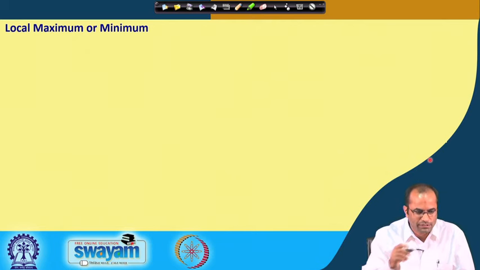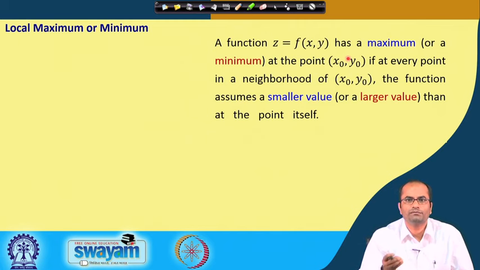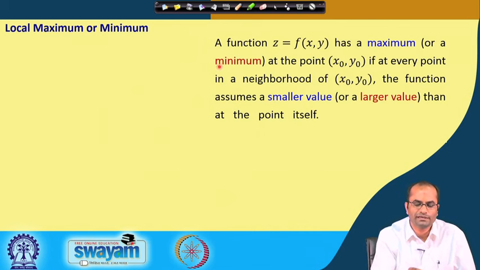So what is local maximum and minimum we will define here. A function z equals f(x, y) has a maximum at the point (x0, y0), if at every point in a neighborhood of this point the function assumes smaller values than the point itself. So meaning here we are calling that the function is taking maximum value at this (x0, y0) point, if at all other points in the neighborhood of this point the function is taking smaller values. So naturally the function has attained local maximum at this point, and similarly we can define for the minimum also.